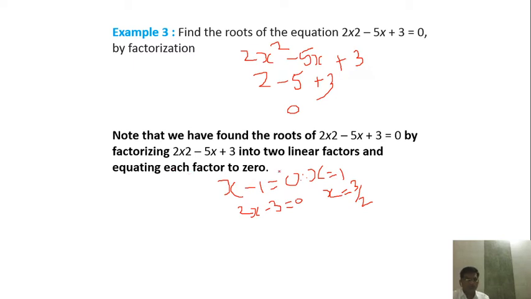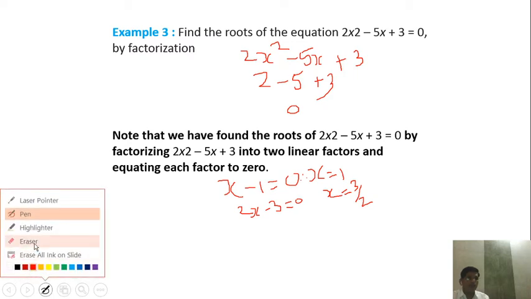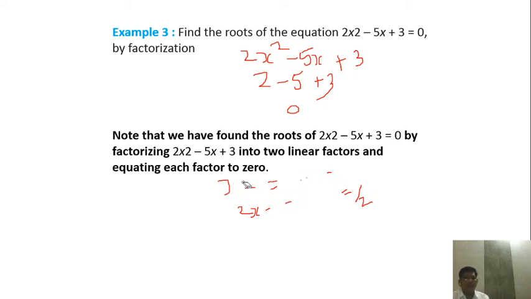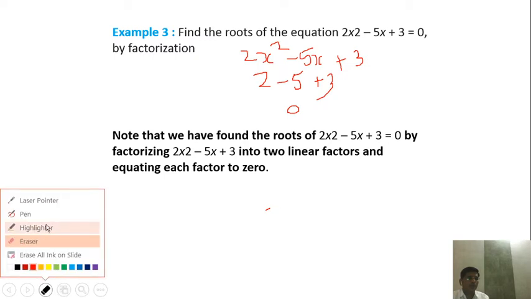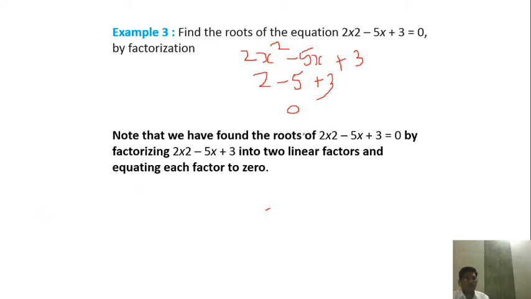If I put x equal to 1, we get 0. If I put x equal to 3 by 2, again we get the same answer. Now we can also try putting x equal to 3 by 2, and we will get the same 0.